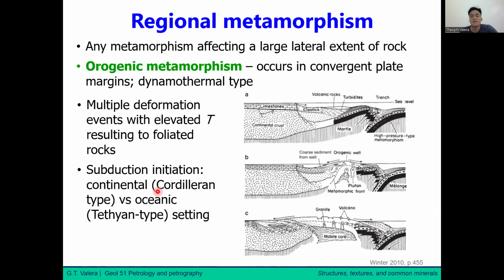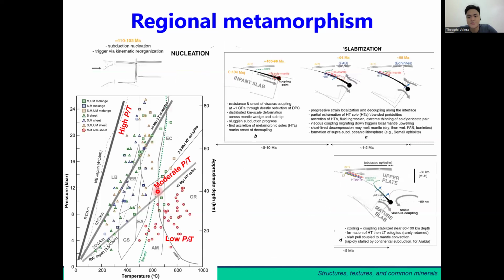So that's Tethyan type. Okay, so what's the difference? Let's go first to the Tethyan type. So this is a model on how subduction may be initiated. You can have, for example, an older oceanic crust subducting beneath a new oceanic crust.